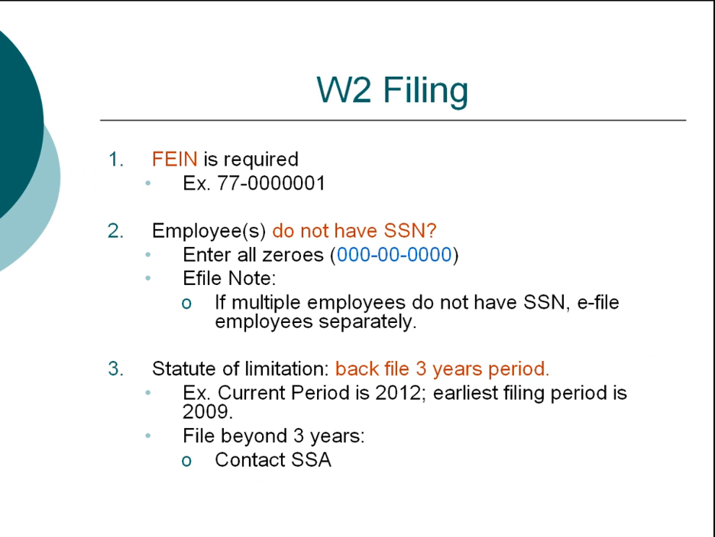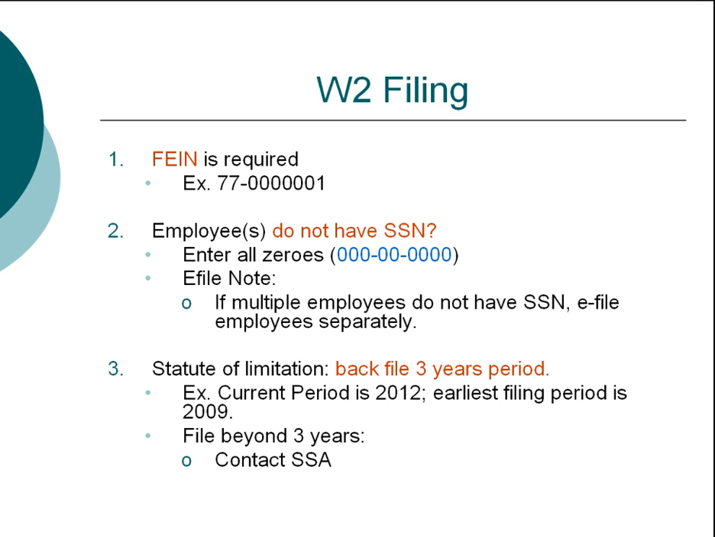Things to know about W-2 filing. An employer must use his or her FEIN to file the W-2. You cannot use your Social Security number. If you do not have an FEIN, you will need to contact the IRS.